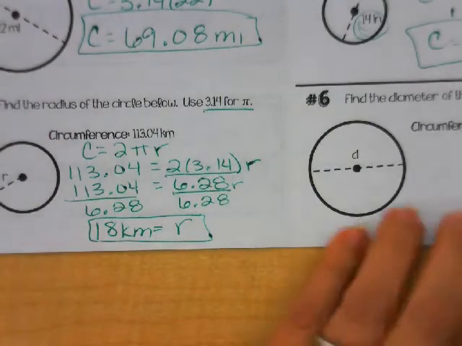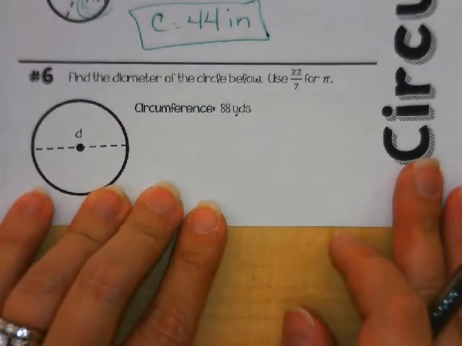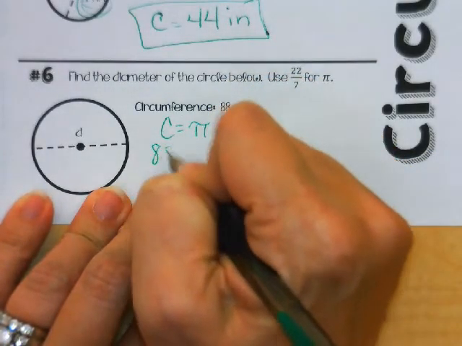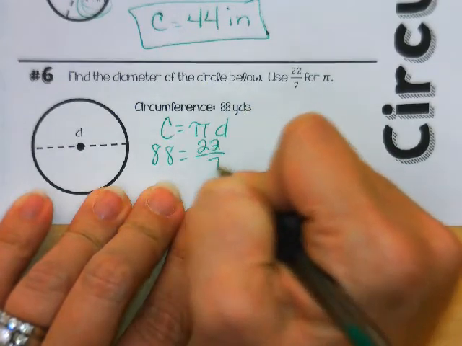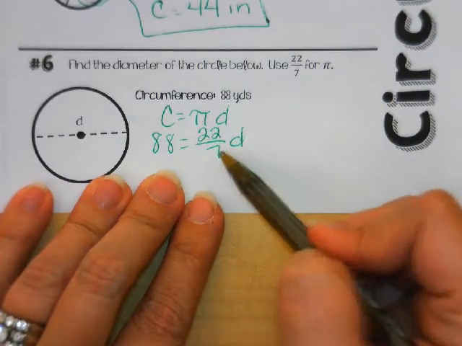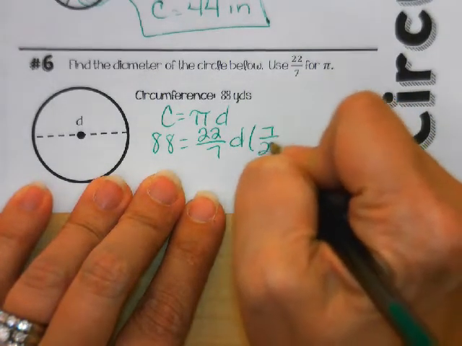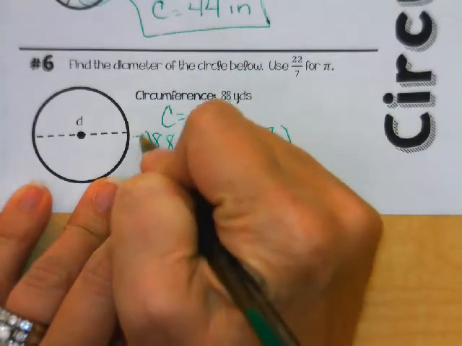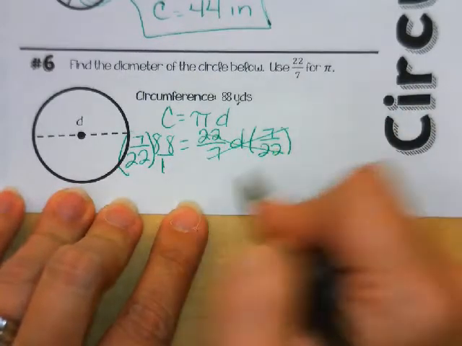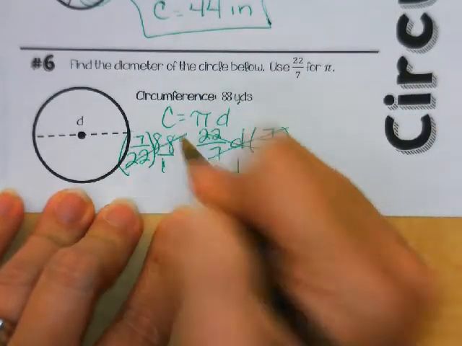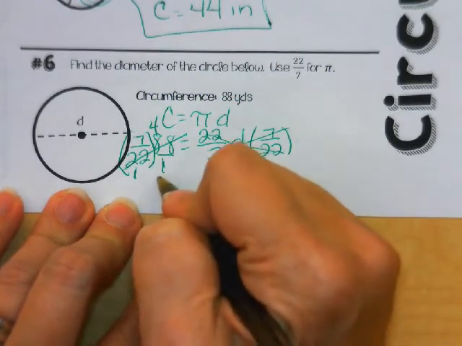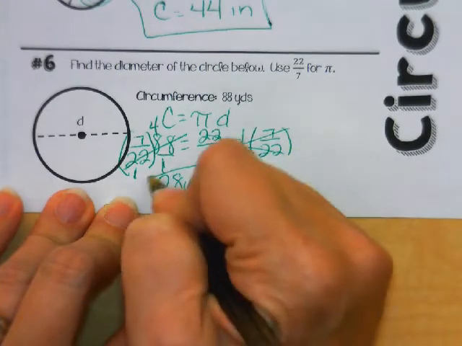So our equation rules are not going to go away. Here we have 22 over 7 and a diameter. So C equals pi d. 88 equals 22 over 7 times d. So blast from the past, when you're solving this, if you have a fraction, you have to multiply by the reciprocal. Because we know that these will become 1. 22 and 88 simplifies to 1 and 4. So 7 times 4 is 28 yards.